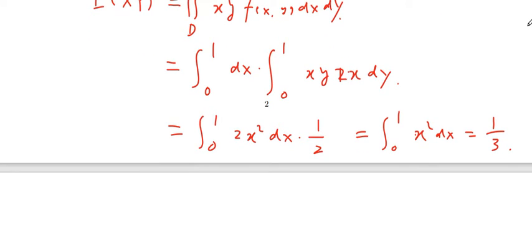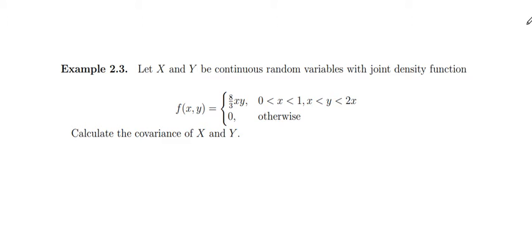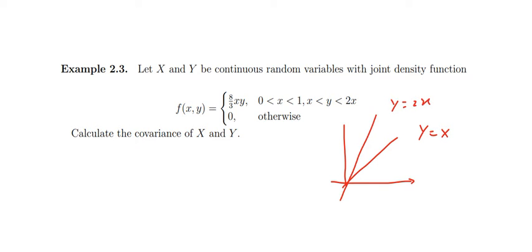Okay, so such a problem is just an integration problem. So we should do it quickly. For this one, let's say the same problem, but here the region is x from 0 to 1, and y from y equals x to y equals 2x. So here's y equals x, y equals 2x. So the region is this part.